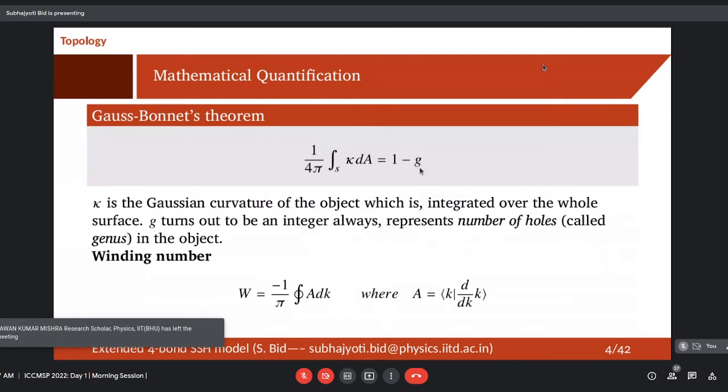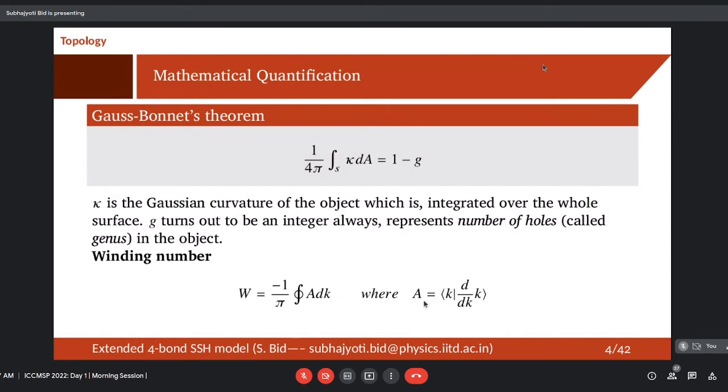These slides are very important because in physics there is something called the winding number, which is a formula exactly similar looking to this one, where the Gaussian curvature is played by something called A, which is this quantity. These k's are the eigenvectors of the Hamiltonian of the model that I will discuss.